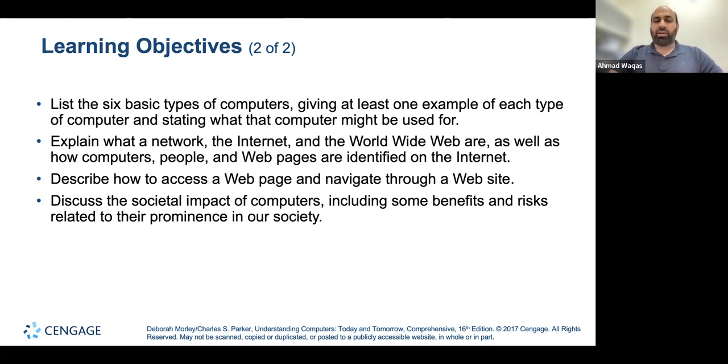Explain what a network, the internet, and the World Wide Web are, as well as how computers, people, and web pages are identified on the network or the internet. Describe how to access a web page and navigate through a website. Discuss the societal impact of computers, including some benefits and risks related to their prominence in our society.